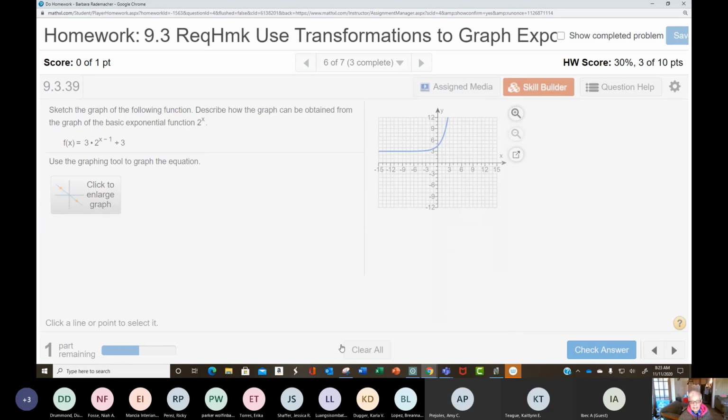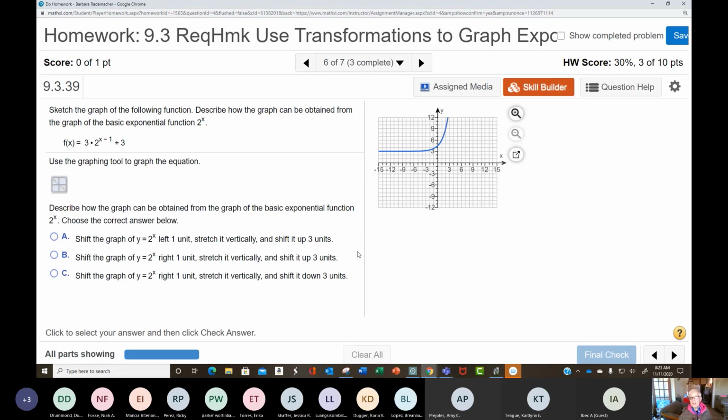Now I'm going to save, and I'm going to check. Yay! And now it's going to ask me things. Describe how the graph can be obtained from the graph of the basic exponential function 2 to the x. Choose the correct answer below. I hate it when they're combinations. All right. A, shift the graph of y equals 2 to the x left 1 unit. No, I'm going to throw that out. Shift the graph of y equals 2 to the x right 1 unit. Well, that could be it.